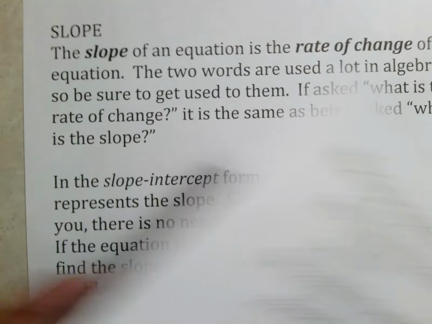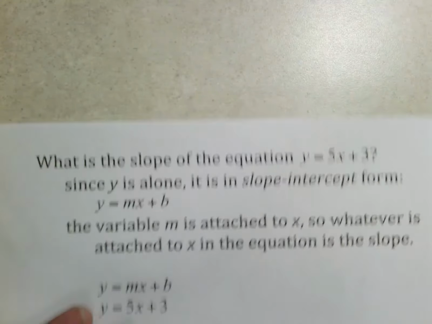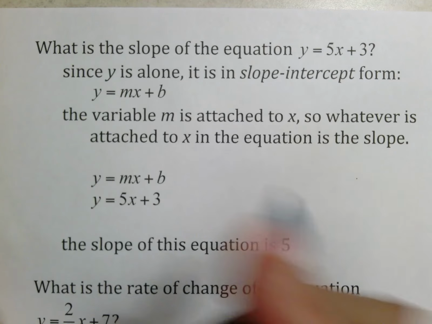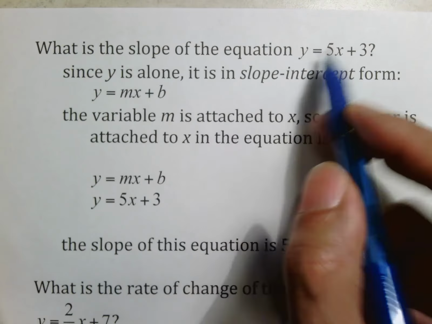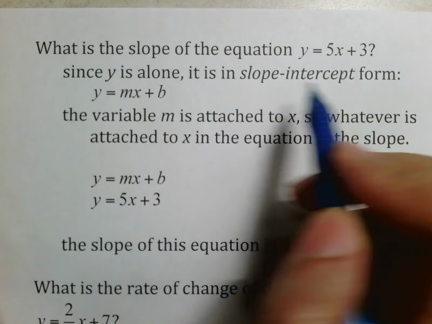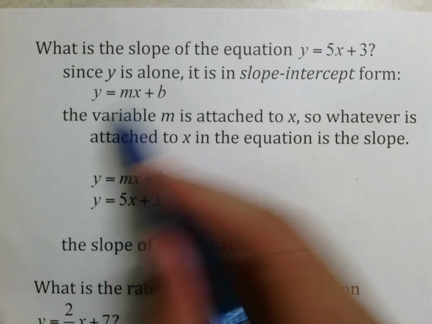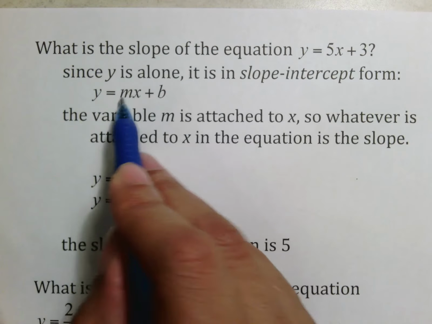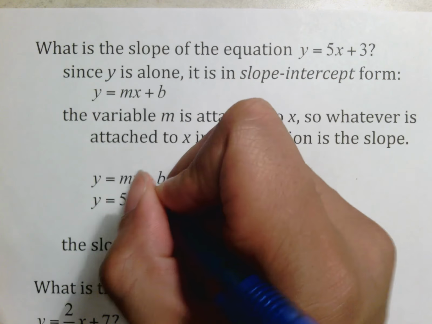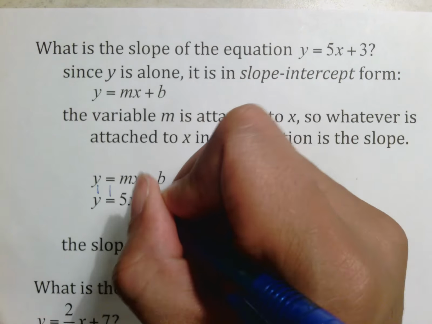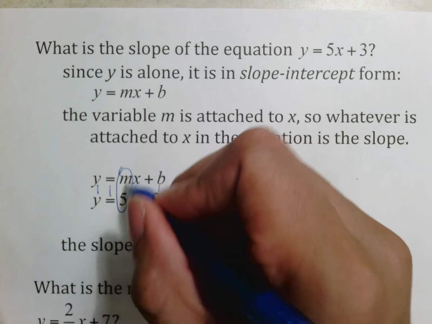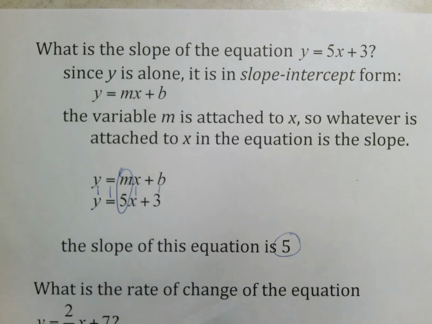Look at the following questions right here that you have on your sheet. It says, what is the slope of the equation y equals 5x plus 3? Since y is alone, it means that it's slope-intercept form, so y equals is always slope-intercept form, which means it's y equals mx plus b. We know that m in the slope-intercept form is attached to x, so whatever is attached to x is the slope. And here's what's marked on your page. Notice you have a y, you have an equals, you have an x, you have a b. This number is in the m's location, so the slope of the equation is 5.